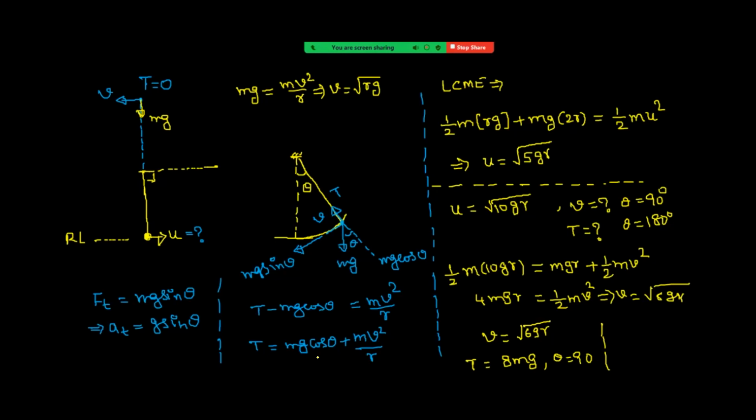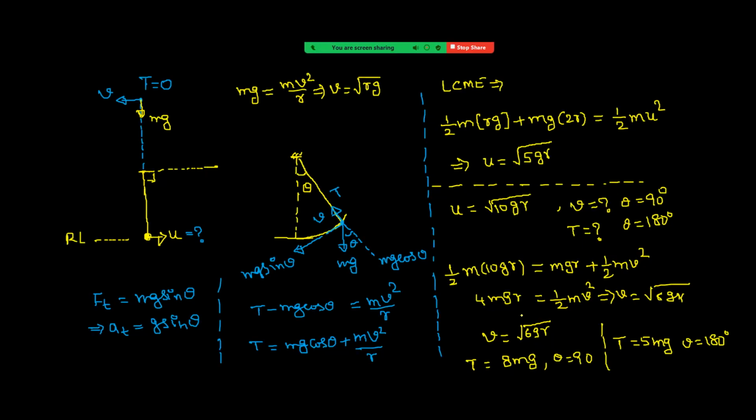When you are taking theta value 180, then see V value root 6gr. This is a 6 mg, right? 6 mg. And this is now minus mg. So tension how much? Tension equal to 5 mg. Tension equal to 5 mg when theta equal to 180. Like this, we can find tension and speed at any given instant.